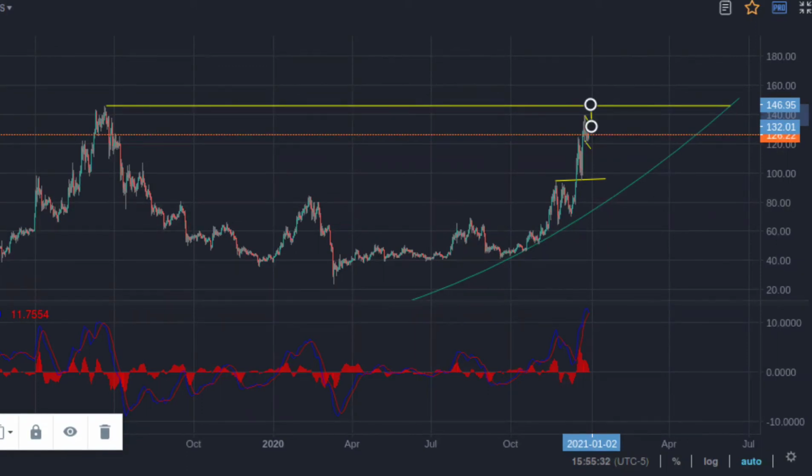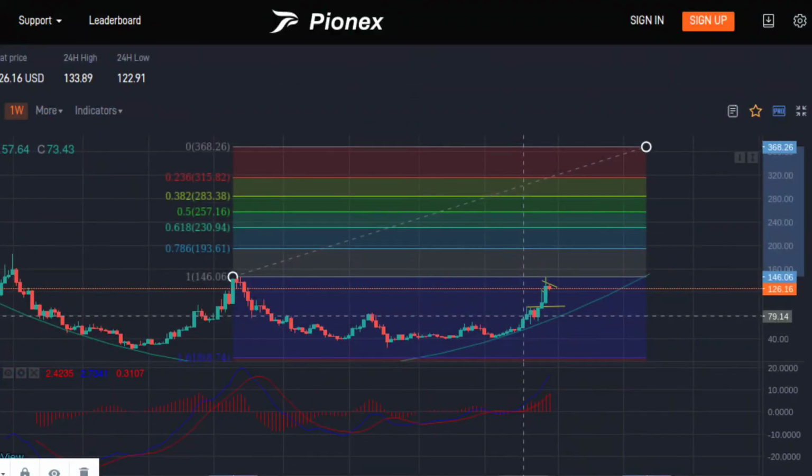Now let's go back up to the weekly, and for this one I'm going to pull some fib. All right, so here you go. I just pulled the fib levels on the weekly chart. This is pretty much going to be your long-term targets, a longer time frame target for Litecoin. You got the first stop at the 0.786 at $194. You got the second stop at the 0.618, which would be $230. Your third stop, $257.